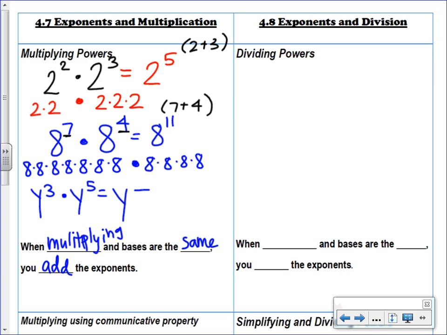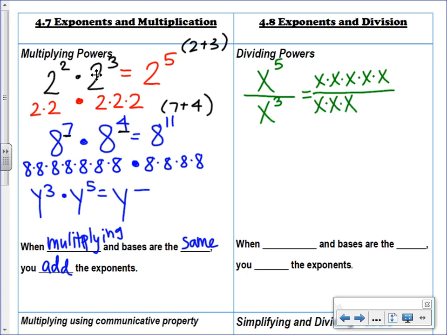All right, the next one, dividing powers. So let's say we have x to the 5th divided by x to the 3rd. So that's 5 x's on top and 3 x's on bottom. So basically, if they're a match, they're going to be able to be canceled out. So here's a match, here's a match, here's a match. So that really leaves you with x squared. This is when dividing and they have the same base.